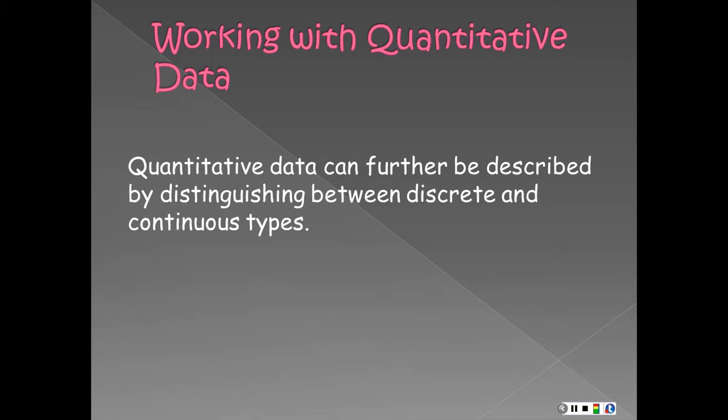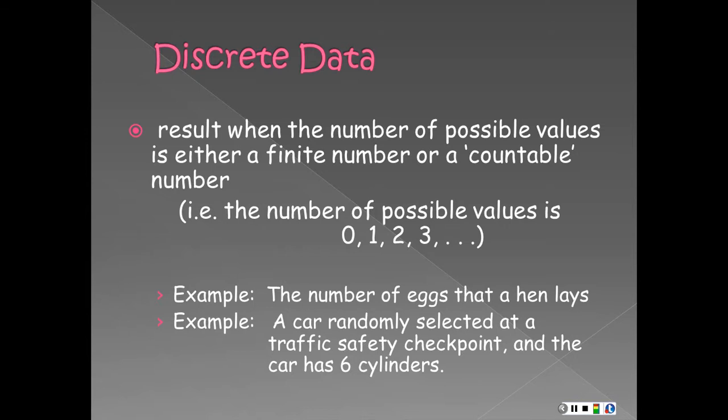So if you have quantitative data, you can break it down into discrete and continuous types. Discrete data, you can read the definition. It's a countable number. Basically, I remember it by saying discrete, you cannot have any decimals. So the number of eggs that a hen lays, the hen will lay an egg or it doesn't lay an egg. There can't be like 1.5 eggs.